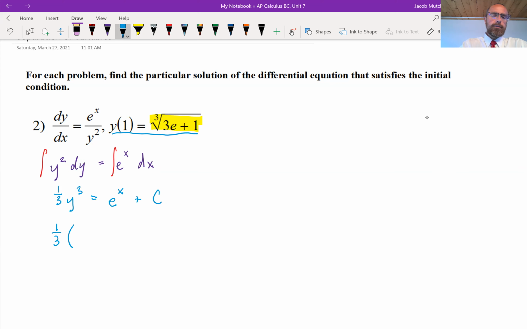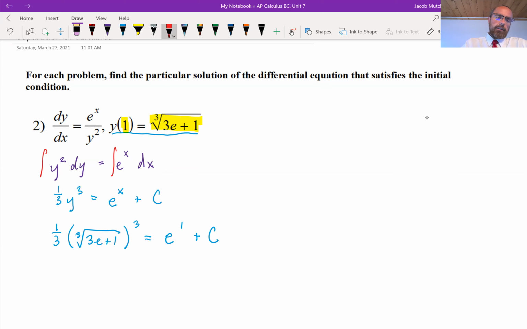So that'll be 1/3 times the cube root of 3e plus 1, cubed, equals e. Now I've got to pick up my x value. My x value is this 1 in the initial condition. So it's going to be e to the power of 1 plus c. At that point, I've substituted an x value and a y value from the initial conditions. I want to simplify and solve for c.